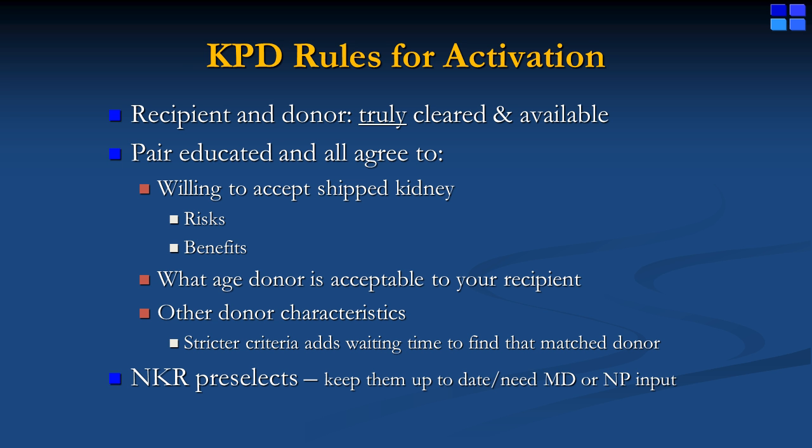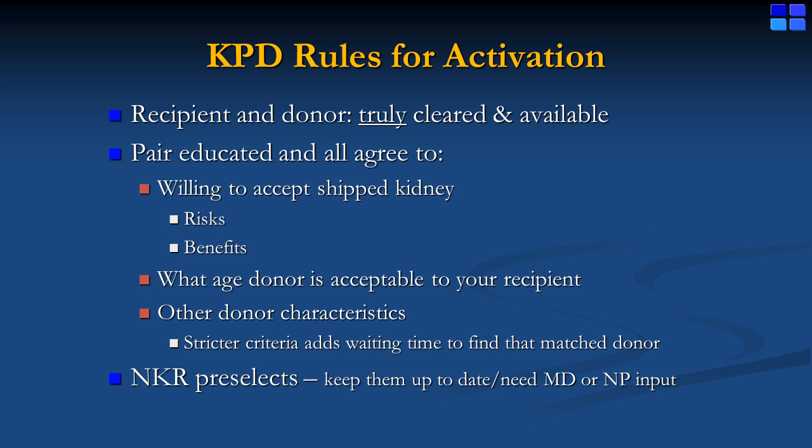So let's talk about some KPD rules for activation. I think the first rule, that the recipient and donor are truly cleared and available, is probably the most important rule that you can follow. I've seen many matches fall apart because when the pair was actually listed in the registry, something was missing. Then when they came into a match, when the other center reviewed that donor, they came across something that they wanted or that they didn't feel would be cleared. So I can't emphasize enough to double check your donor and recipient charts, audit them to make sure that they're truly cleared and available and that their workup is up to date.